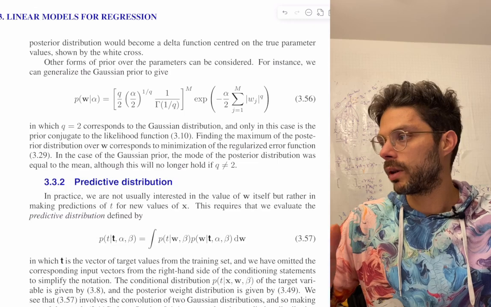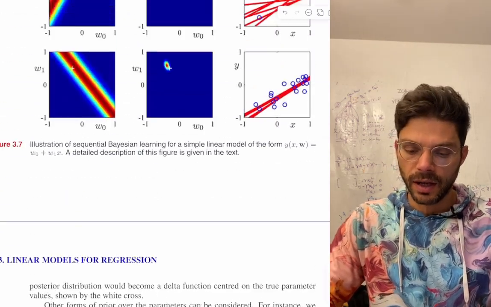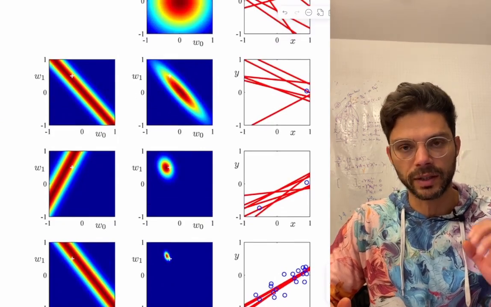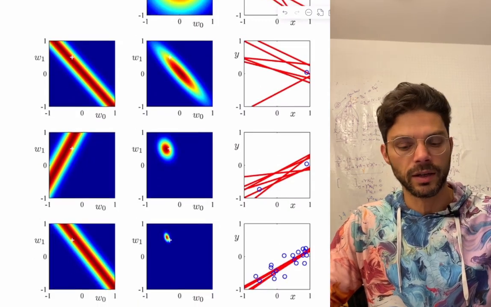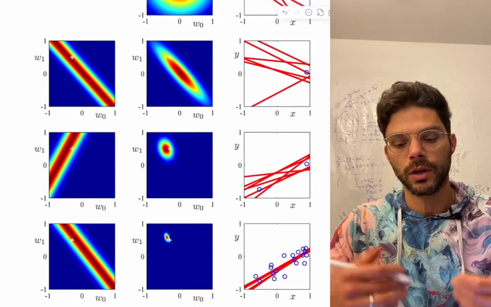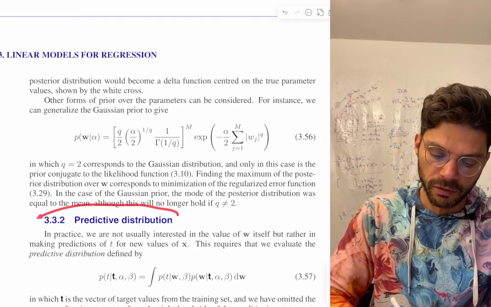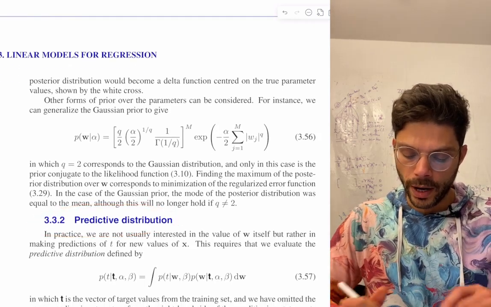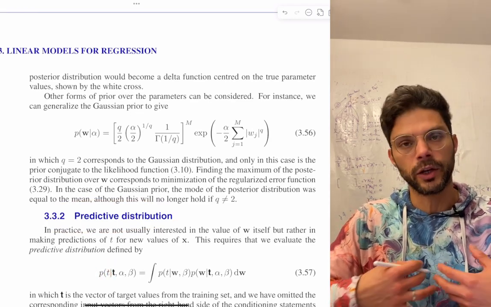Okay, so I think that's all I wanted to talk about. It was a nice little section, and I think this figure is terrific. It's definitely worth really understanding what's going on. It gives you a lot of insight into sequential estimation and the Bayesian approach. Next time we will talk about the predictive distribution, where we're going to be predicting the target values by integrating over our uncertainty.